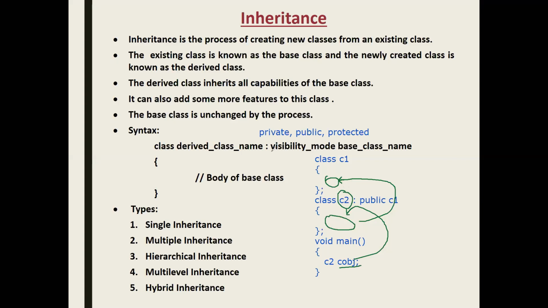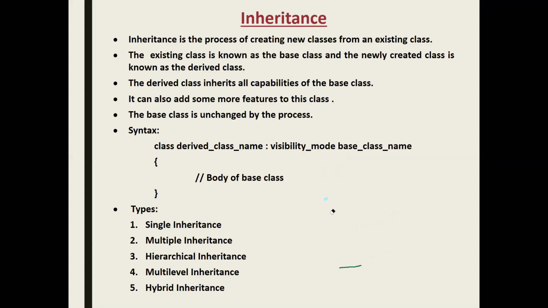So the visibility mode is said to be what? It may be private, public or protected, right? So now the types of inheritance.